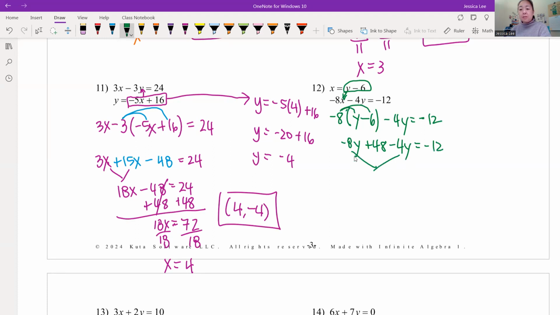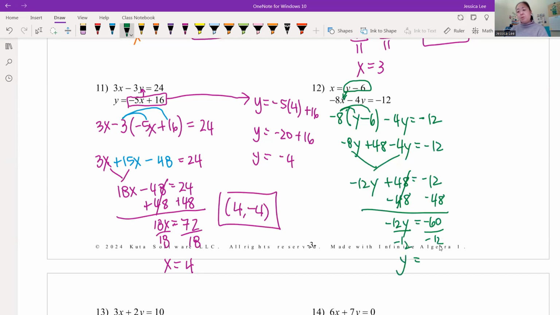I have these like terms on the same side. Negative 8y minus 4y is going to be negative 12y. Got this plus 48 equals negative 12. Again, we're now at a two-step equation because it takes us 2 steps to solve this equation. So we're going to subtract 48, and we'll get negative 12y is equal to negative 60. Divide by negative 12, divide by negative 12. y is equal to 5.